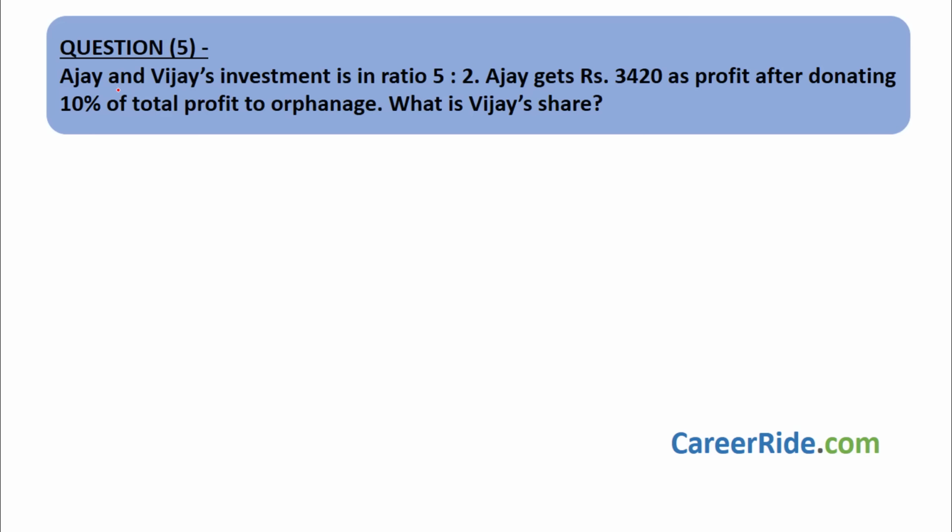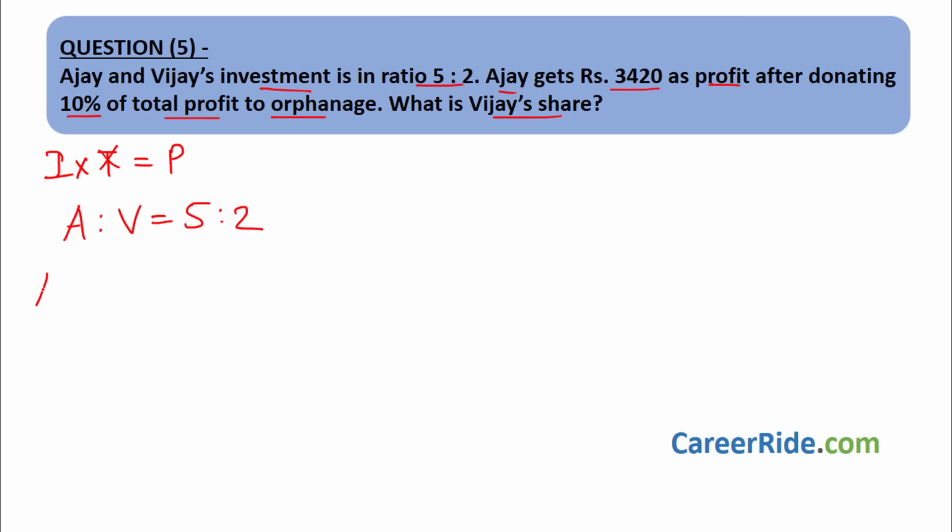Question number 5. Ajay and Vijay's investment is in ratio 5:2. Ajay gets rupees 3420 as profit after donating 10% of the total profit to an orphanage. What is Vijay's share? Now over here we know our formula I into T equal to P. Ajay and Vijay's time period is not given, so we will assume that the time period for both of them is the same, so we need not consider it. So the ratio of investment is equal to the ratio of profit. Investment is in ratio 5:2, so Ajay's profit is to Vijay's profit in ratio 5:2 only.